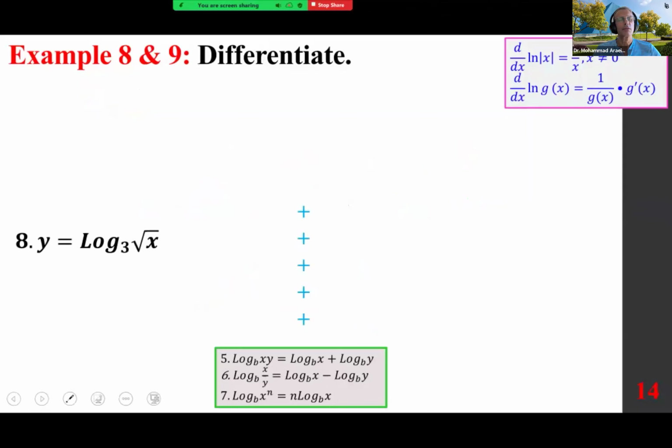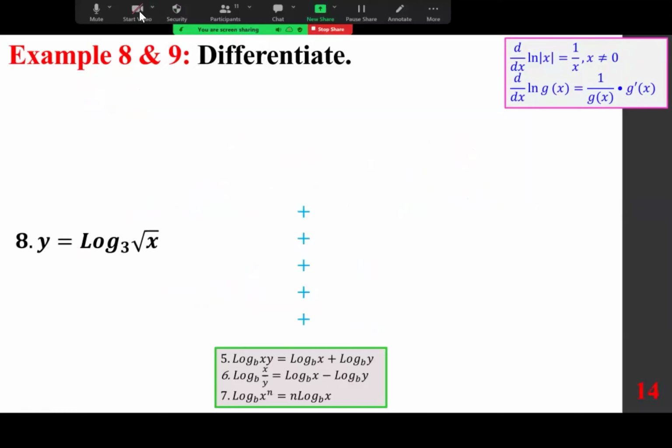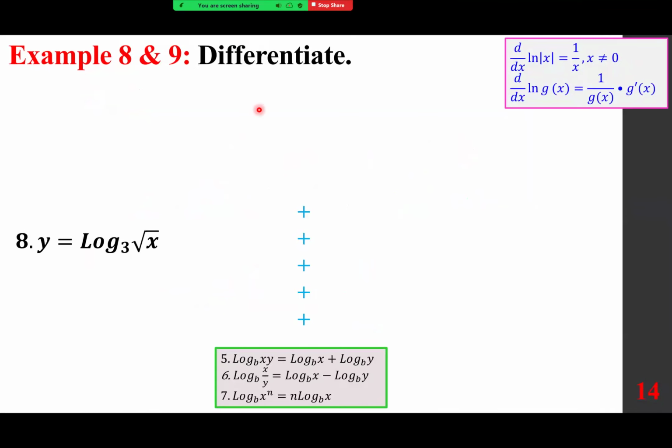We want to take the derivative of y equals log base 3 of square root of x. And so to do so, first I want to remind you how to differentiate this, because we haven't done this differentiation when the base is different, as we did with the exponential function when the base was no longer e. What did we do? We used logarithmic properties and exponential properties to come up with the answer. We are going to do the same thing.